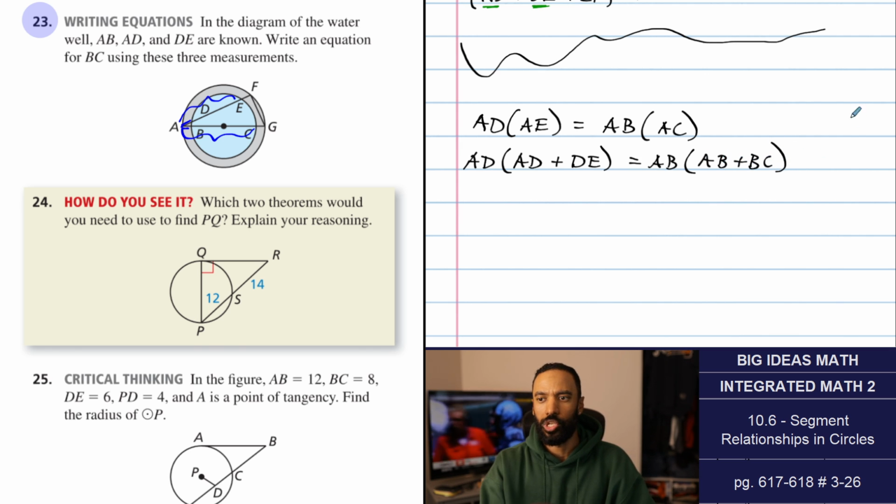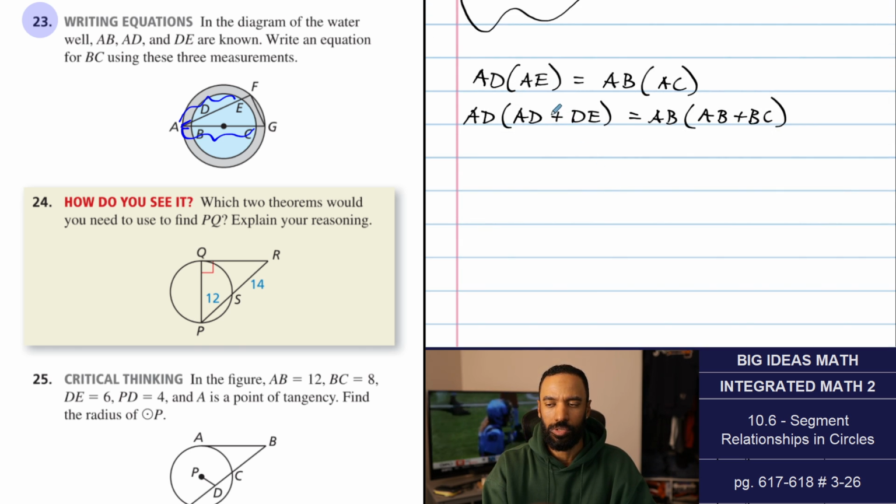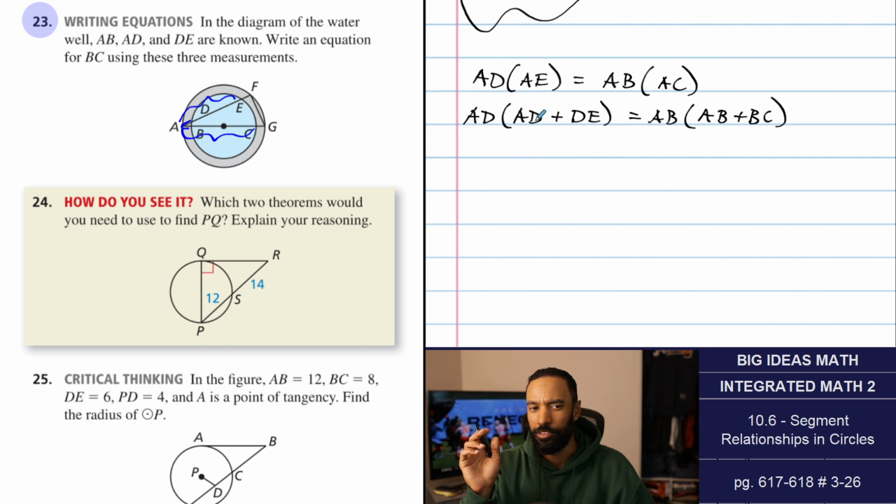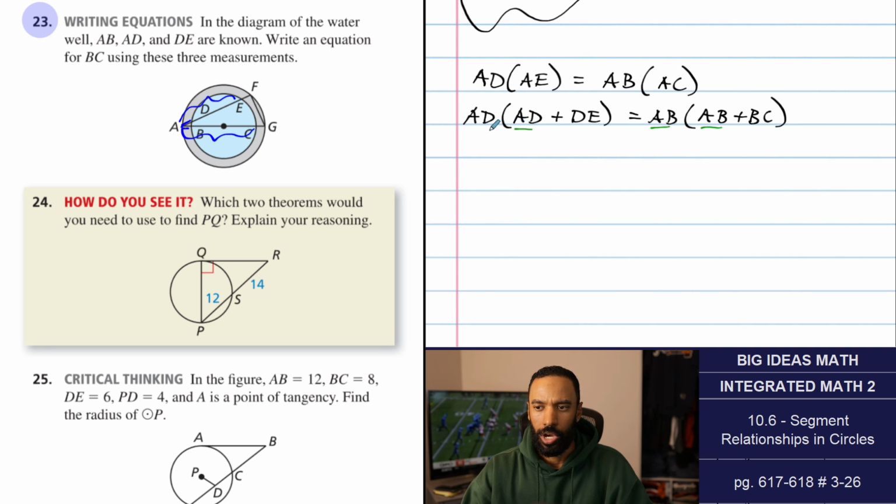All right, what do they want? So I don't think I need this thing. I'm going to use this part. At least this has more to do with this section. I don't know if F and G are going to be used. So write an equation for BC using these 3 measurements where AB is known, AD is known, and DE is known.